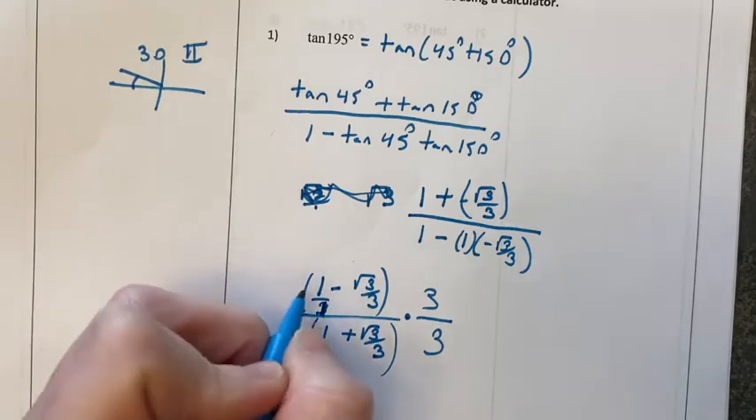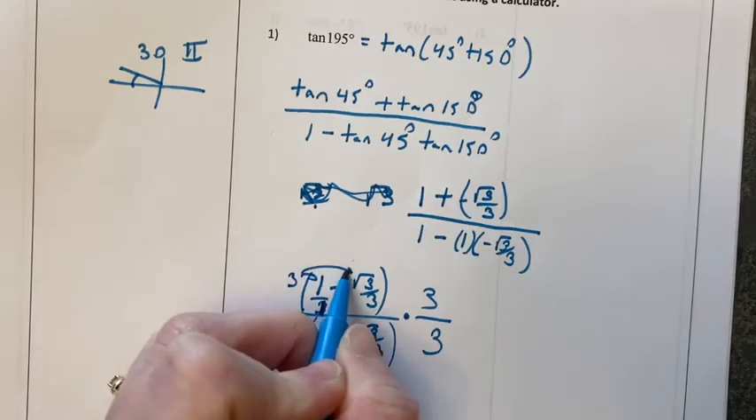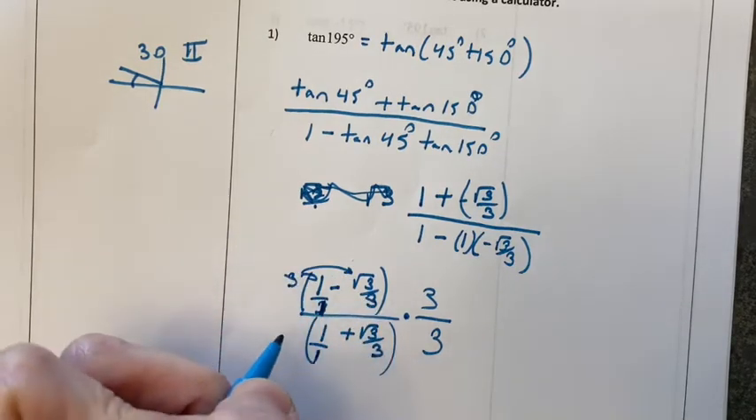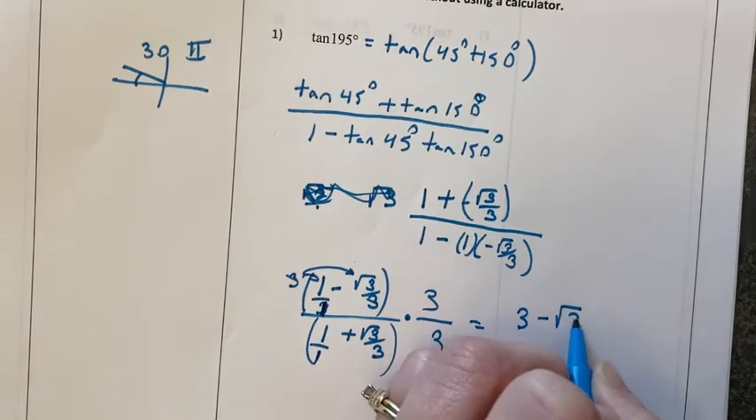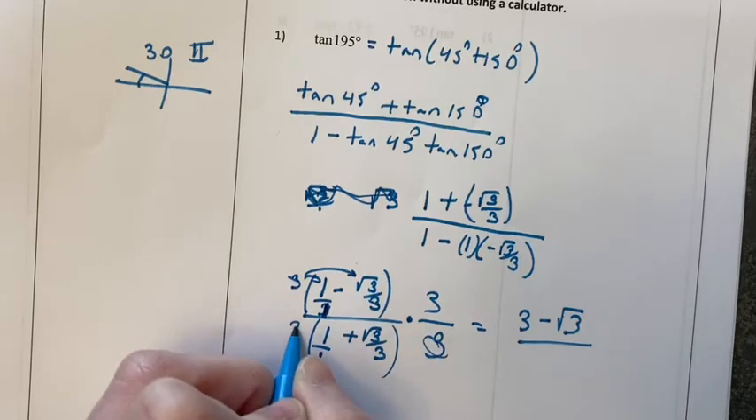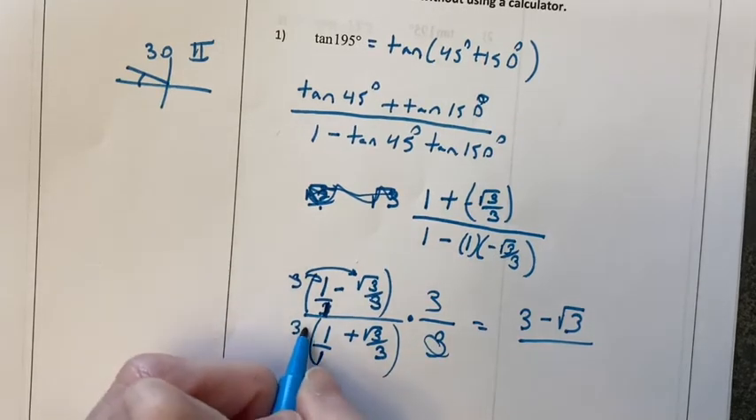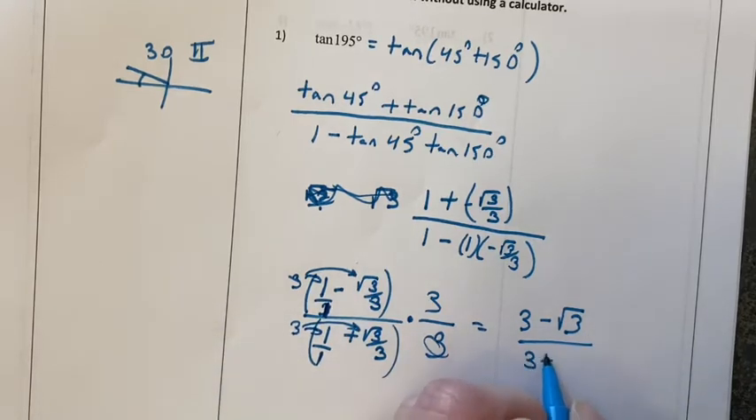Does that make sense? So if I multiply this by 3, those 3's cancel out there. So I'm left with 3 minus square root of 3. And then on the bottom, I'm going to take this 3 and move it over here. So I'm multiplying everything through by 3, and I get 3 plus square root of 3.